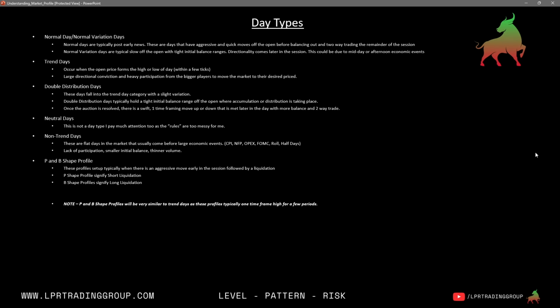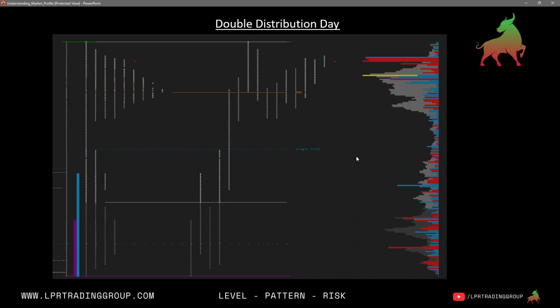It's a double distribution day type. These days fall into the trend day category with a slight variation. Double distribution days typically hold a tight initial balance range off the open where accumulation or distribution is taking place, depending on where we're sitting in the overall market auction. Once the auction is resolved, there is a swift one time framing move to the upside or downside that is met later in the day with more balanced two-way trade. Let's check out and see what a double distribution day looks like.